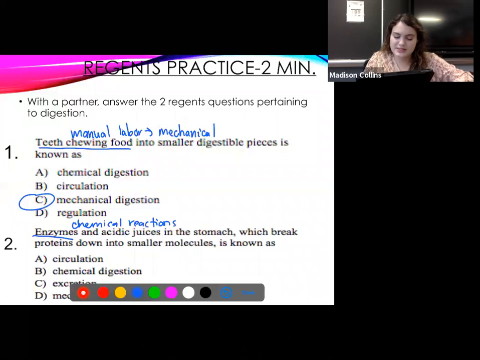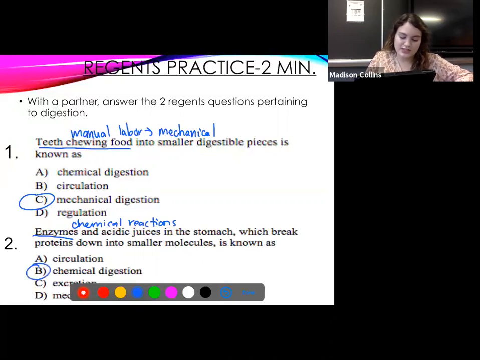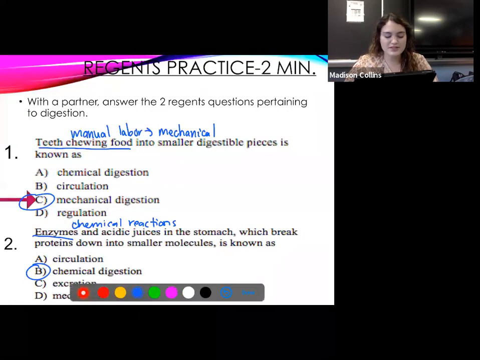Okay, so enzymes and acidic juices in the stomach, which break proteins down into smaller molecules, is known as what? Because we're dealing with enzymes and stomach acid here, we're going to be talking about chemical digestion, because those are chemical reactions done to break down those molecules. You don't have to think about that happening. Your body just does that on its own. Those enzymes are what's controlling the rate of those chemical reactions inside your stomach that are actively breaking down those molecules. So once again, number 1 was mechanical, number 2 was chemical.